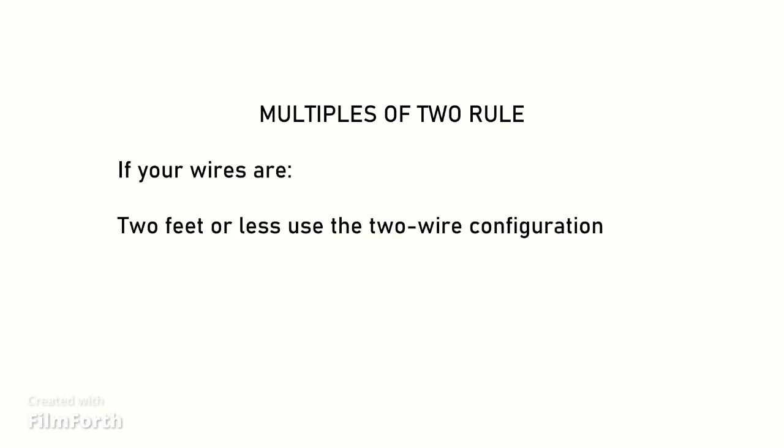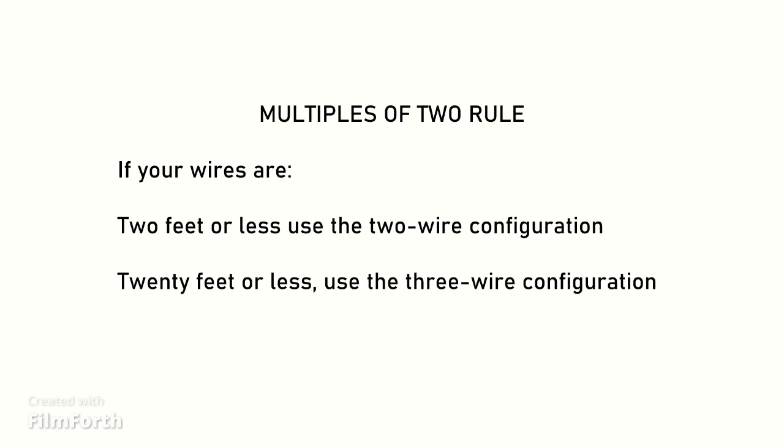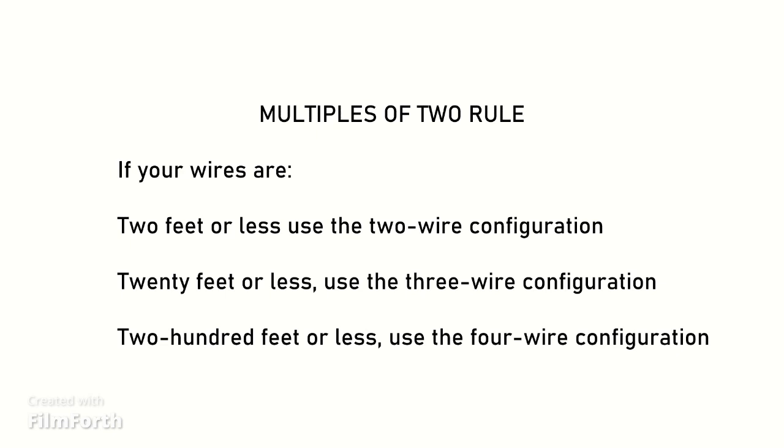Not so fast. Back when I was starting in the field of instrumentation, 1985, I came upon a rule of thumb regarding what wiring configuration to use for RTDs. It was called the multiples of 2 rule. It goes like this. If your wire length is less than 2 feet, use the 2-wire configuration. If your wire length is less than 20 feet, use the 3-wire configuration. If your wire length is less than 200 feet, use the 4-wire configuration.